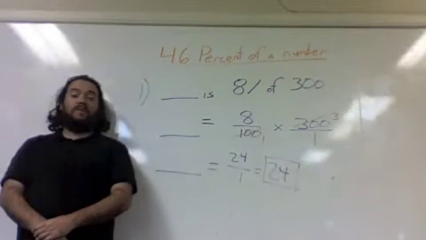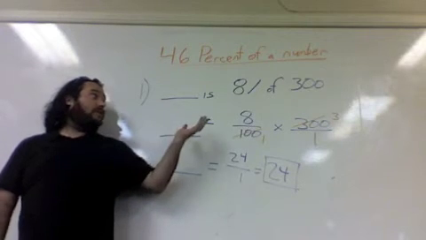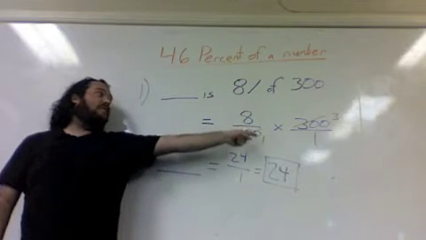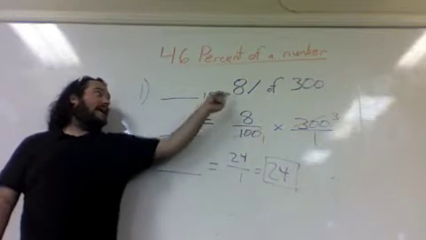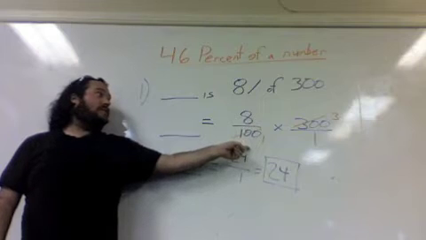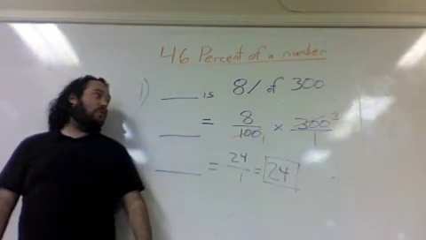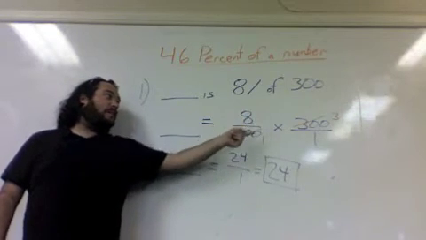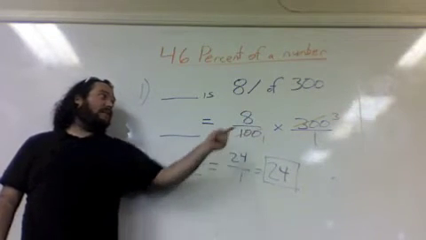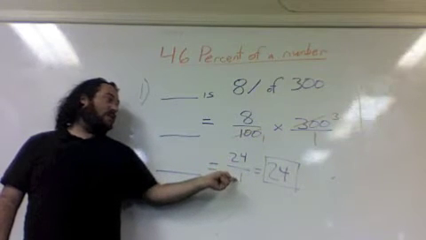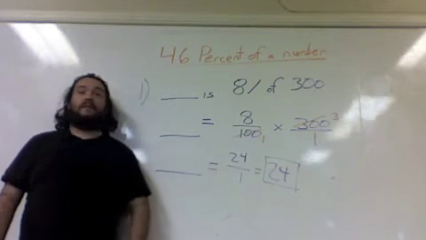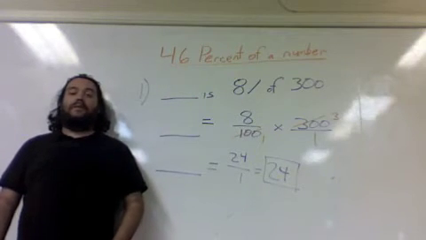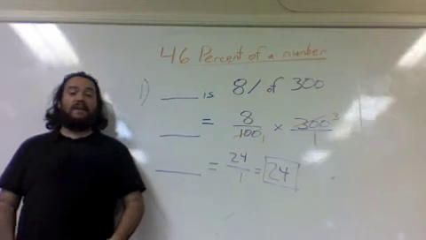The answer to this problem is 24. Notice that what I did is I just rewrote the problem. I made my is into an equal sign. I made my of into a multiplication symbol. 8% became 8 hundredths. 300 became 300 over 1. Very simple. I just simplified here. I could divide them both by 3. So 300 became 3, 100 became 1. 8 times 3 was 24. 1 times 1 was 1. 24 over 1 is the same thing as 24. So 24 is 8% of 300. You got that right? Good job.